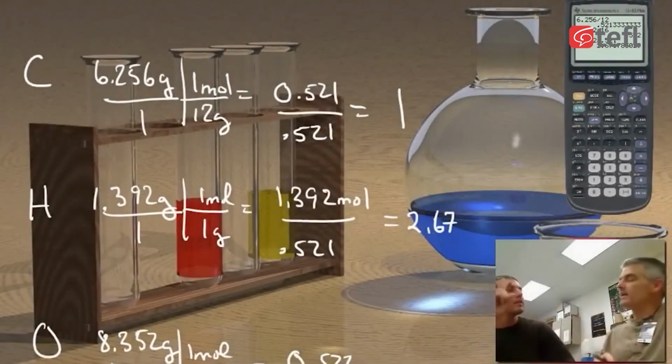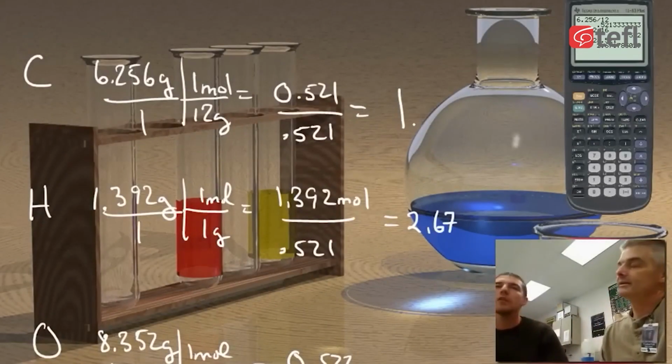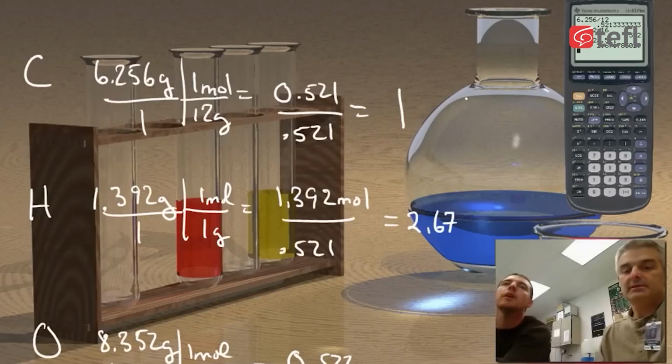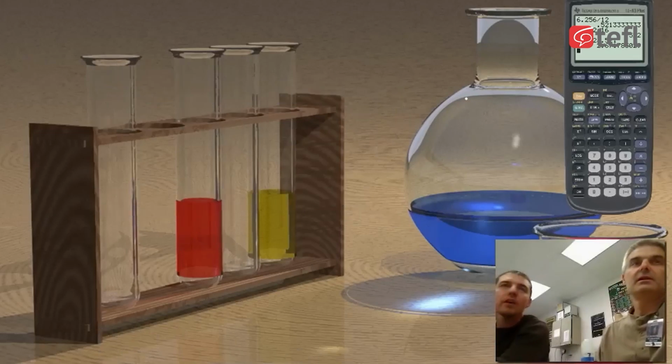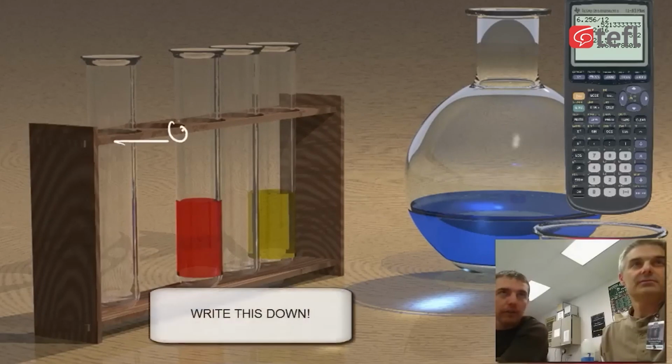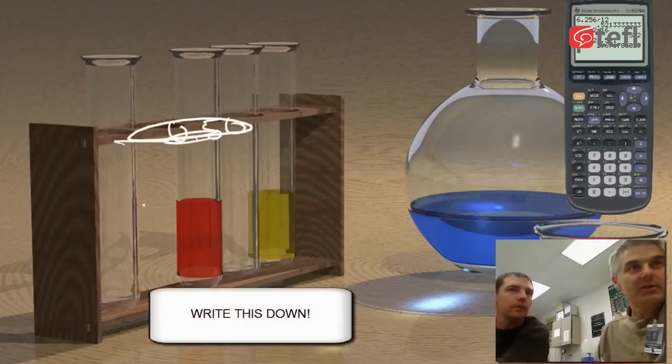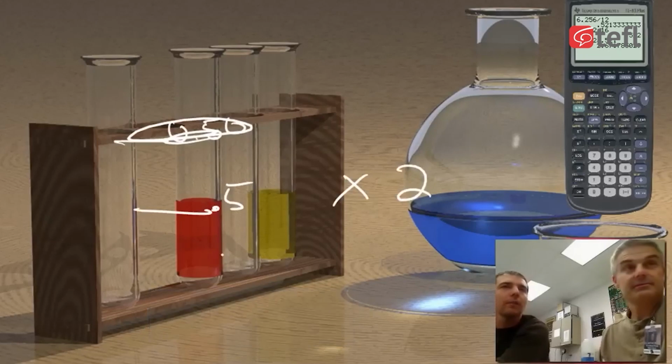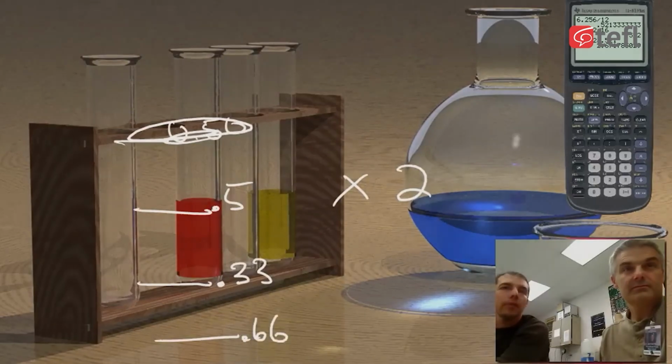Times till whole. Oh, we didn't do that last time. The last step, they were already whole numbers. We had 1, 1, and 4. Here we don't have a whole number. So here's a few little tricks when you need to multiply by whole numbers. If one of your numbers ends in 0.5, you're going to multiply by 2. Write this down, guys. If something ends in 0.3 or 0.33 or 0.66, you multiply by 3.